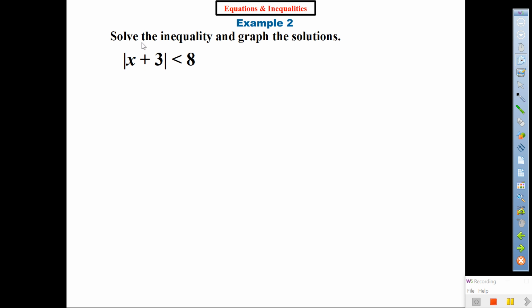Example 2 reads, solve the inequality and graph the solutions. We got absolute value of x plus 3 less than 8. I'll give you a head start, see if you can do that one all the way through. Ready, go.